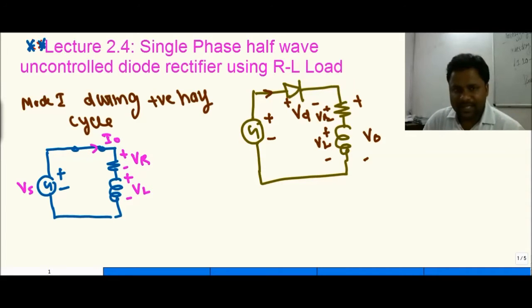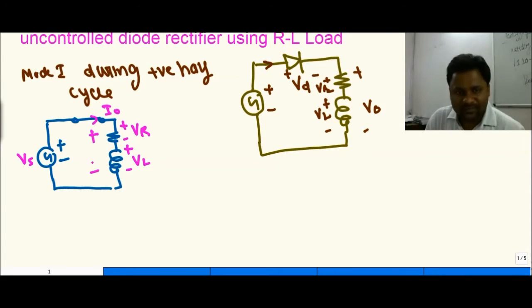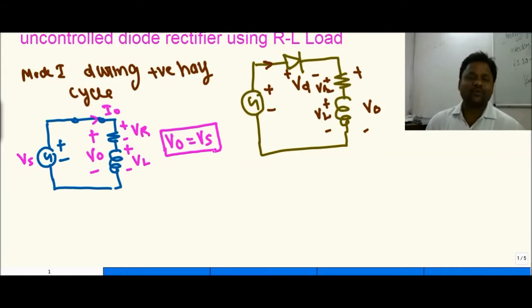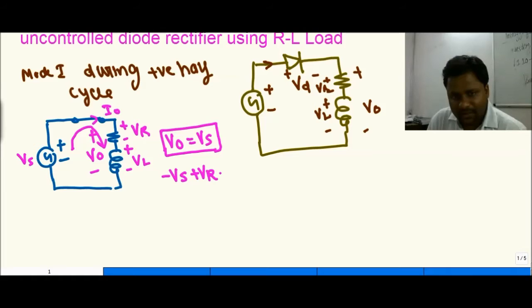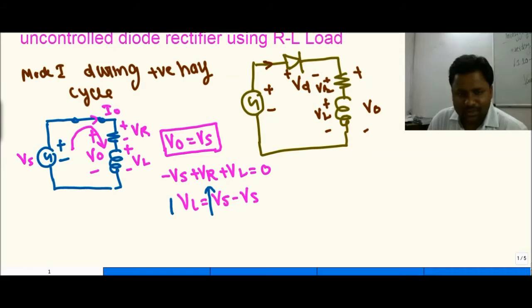If we are making a conclusion drawn from this, we can say that the output voltage always tries to follow the input voltage. And if we are making a loop in this fashion, then we can say that minus Vs plus VR plus VL equals 0, and VL equals Vs minus VR. That means if the voltage Vs increases, then the energy stored in the inductor increases, VL is going to increase. So we can say that the inductor stores energy.